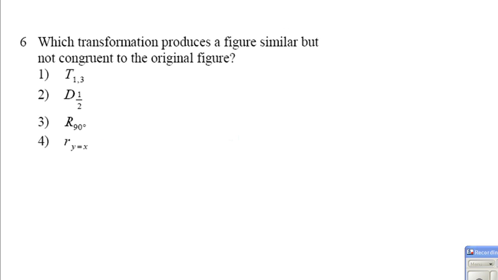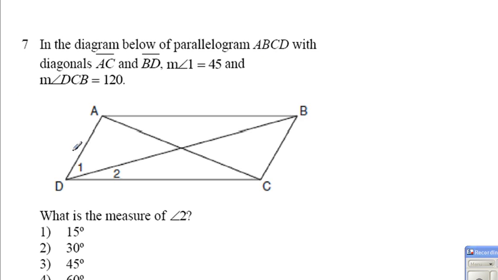Alright, number 6. The figures are similar, which directly tells us about the dilation. The only thing that's possible is choice number 2, but not congruent to the original figure. That's right. So therefore, a dilation with a factor other than 1. Now, number 7.